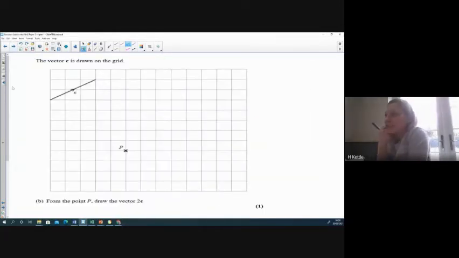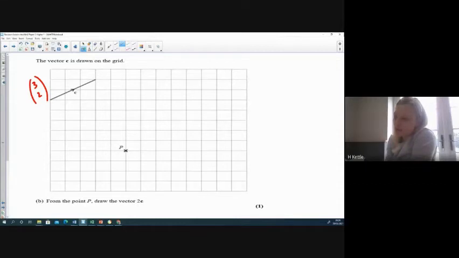Okay, the vector C is drawn on a grid. So C, actually we could label this, couldn't we? C is the vector (3, 2). It's gone 3 to the right and 2 up. From the point P, draw the vector 2C. Well, 2C just means doing C twice.